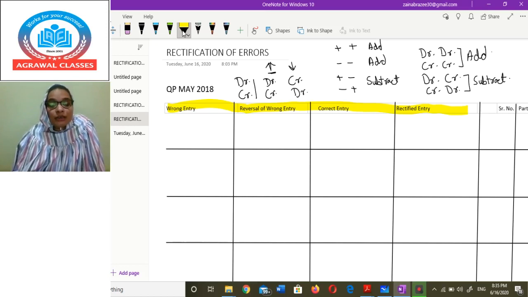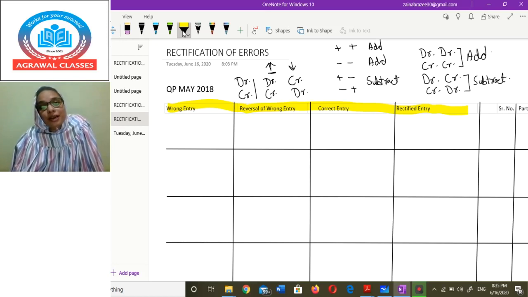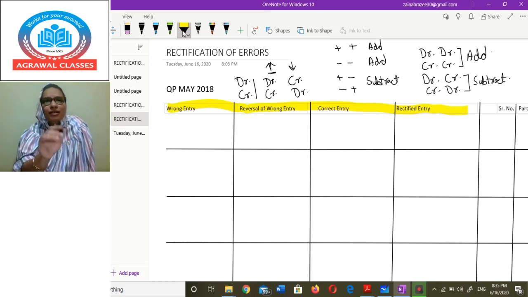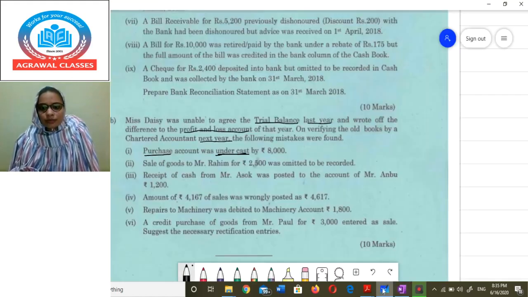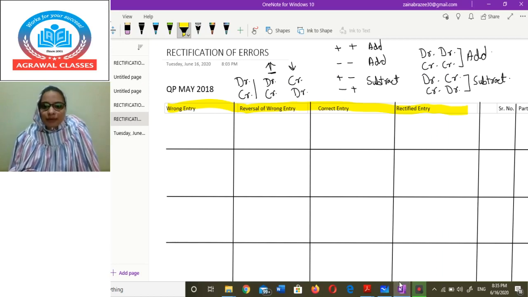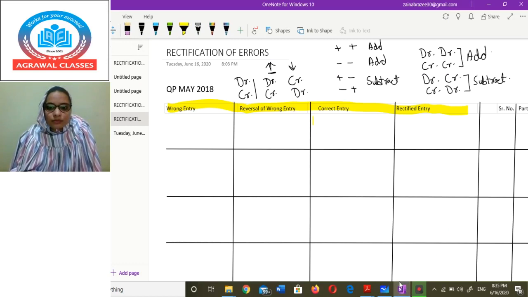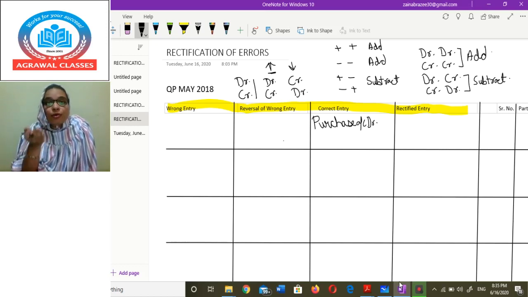Let us first discuss. Now, what did we learn in the last video? That reversal of wrong entry plus correct entry gives you rectified entry. But in some points, you'll realize that there is no wrong entry, so we don't have to reverse it. This point number 1, purchase account was undercast. So here directly, purchase is a debit balance, correct? Purchase is a debit balance. And it is less if you want to increase.